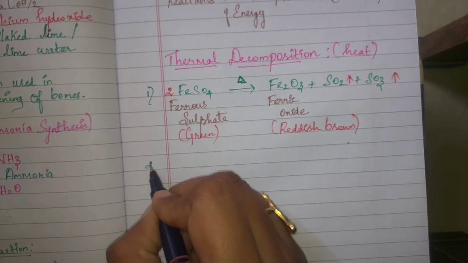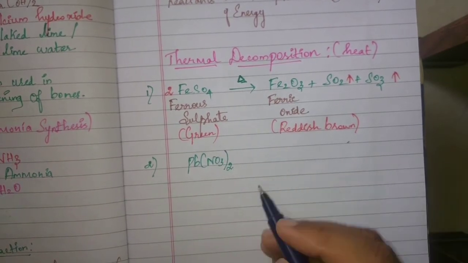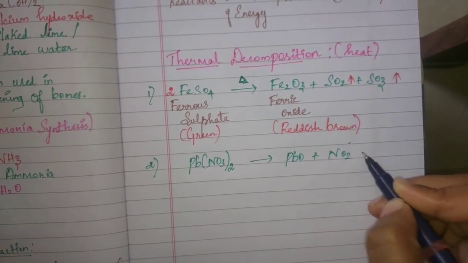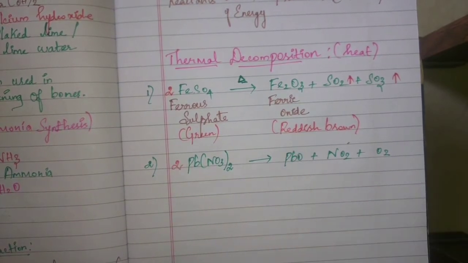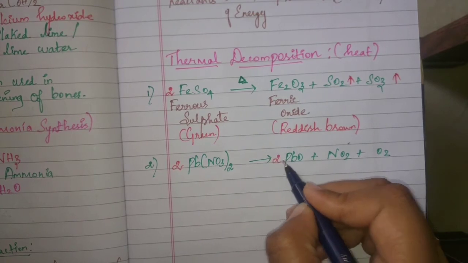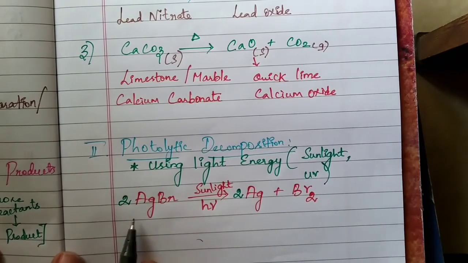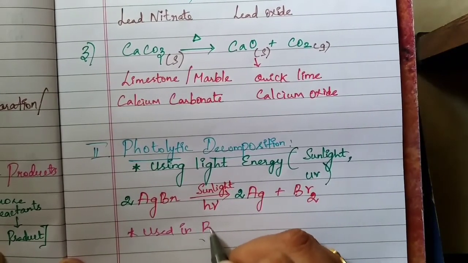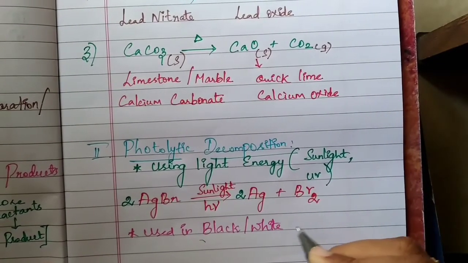Second example, decomposition of lead nitrate. Lead nitrate decomposes into lead oxide plus nitrogen dioxide plus oxygen. To balance this: 2Pb(NO3)2 gives 2PbO plus 4NO2 plus O2. So this is also an example of thermal decomposition, students. This silver bromide is used in black and white photography. It is a very important key point. So black and white photography.